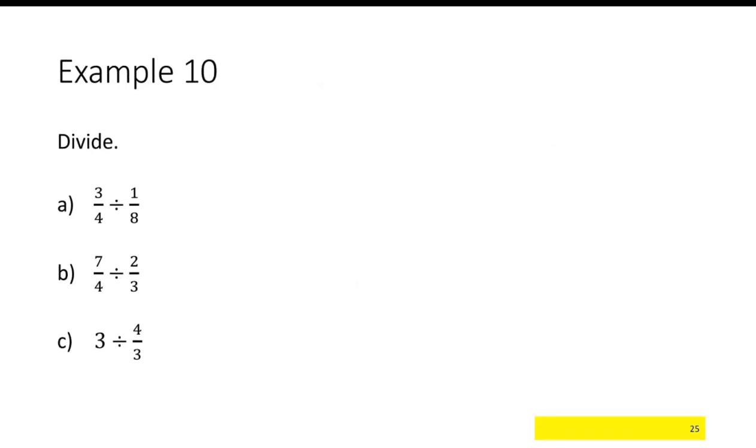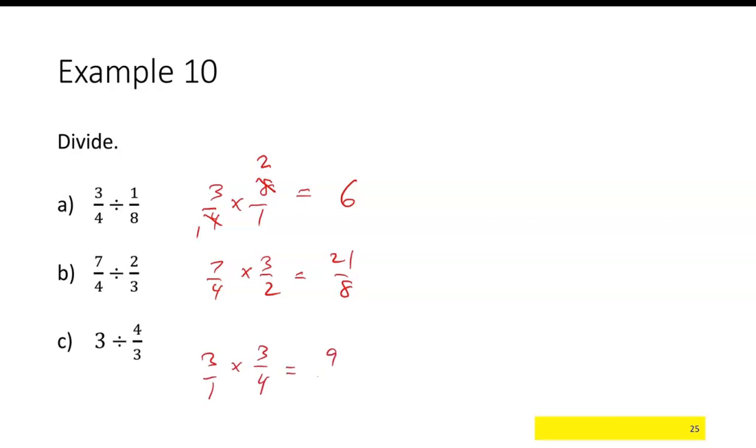So if we want to do 3/4 divided by 1/8, that's the same thing as 3/4 times 8/1. You can cross out anything in a denominator with something in any of the numerators. So 4 goes into 8 twice, and we're left with 6. 7/4 times 3/2, I get 21/8. And then this will be 3/1 times 3/4, so 9/4.